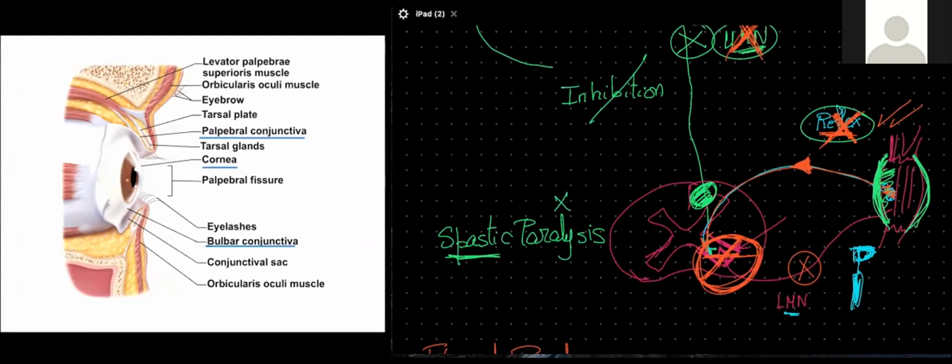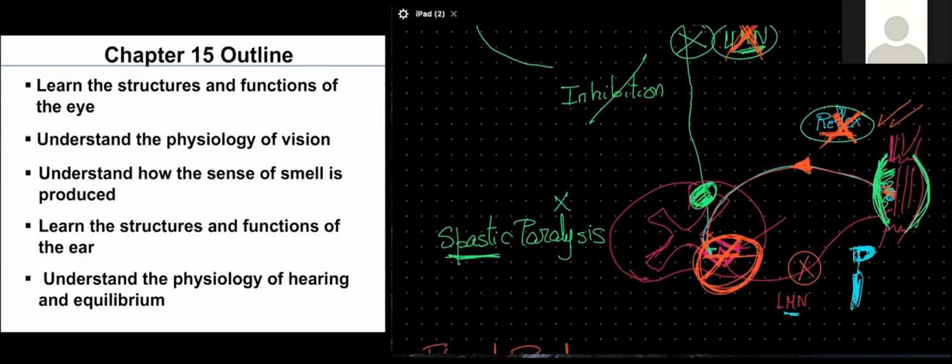Today we are starting our discussion of the special senses. We'll see the different parts of the eye. We're going to have an understanding of the physiology of vision, how vision takes place. We're going to understand how the sense of smell is produced, and we're going to learn the structures and functions of the ear, and we're going to discuss together the physiology of hearing and equilibrium.